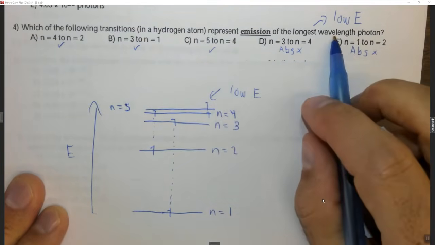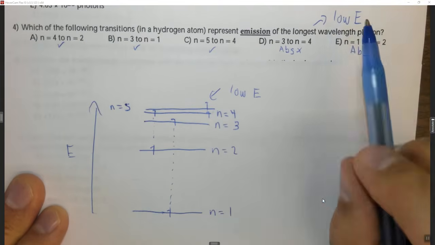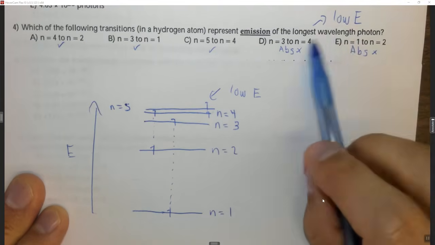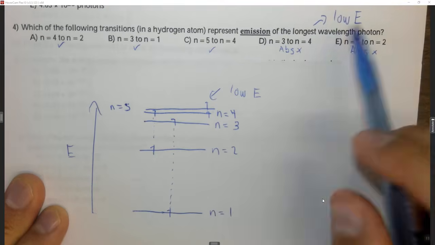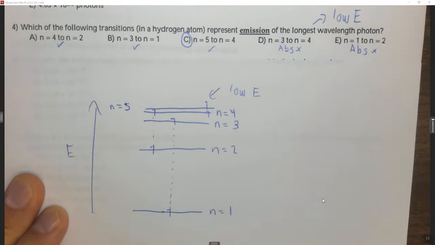We need to remember the relationship between energy and wavelength. If energy is high, frequency is high. If wavelength is long, energy is low. Said another way, low energy is long wavelength. So the answer here is choice letter C.